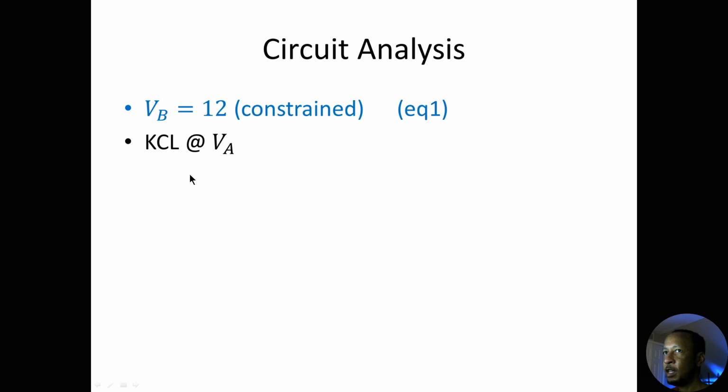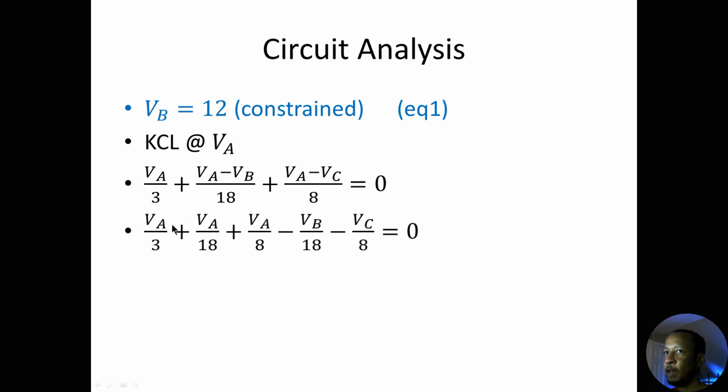So next, KCL at node VA. So we have VA over 3 plus VA minus VB over 18 plus VA minus VC over 8 equals 0. Then next we have VA over 3 plus VA over 18 plus VA over 8 minus VB over 18 minus VC over 8 equals 0. And then next we have 37 VA over 72 minus VB over 18 minus VC over 8 equals 0, and that's going to be equation number 2.